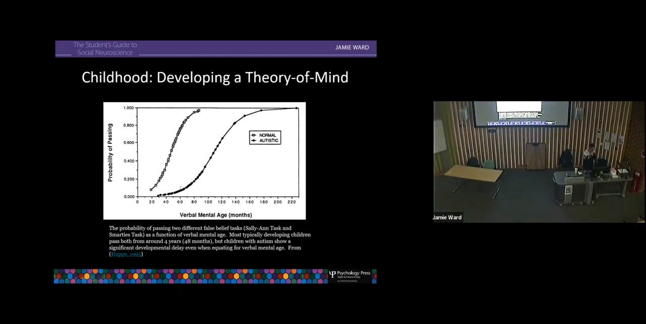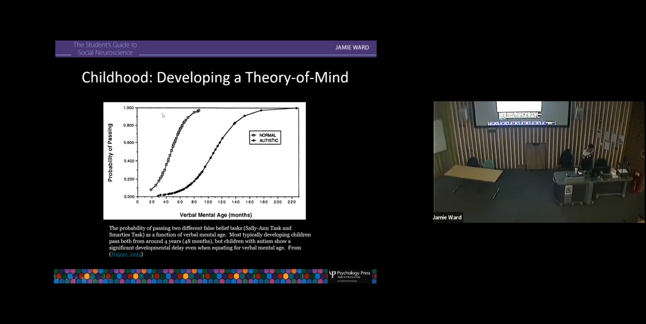Again, here this is just showing that there is a link between verbal mental age and passing, in this case, the Sally-Anne task, and the other one's the Smarties task, where you've got sweets inside a tube. It's a pencil inside a tube, but the child says, oh, it's sweets. And then you say, well, what's the other child going to think? Some children will say they're going to think it's sweets, and the others will say they're going to think it's a pen. So this is the ability to do that.